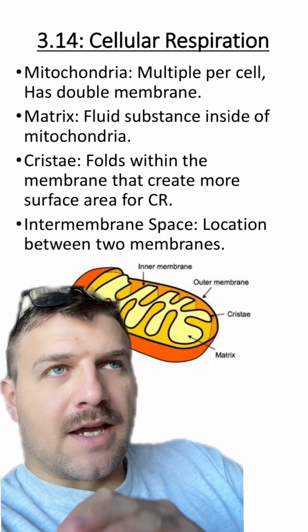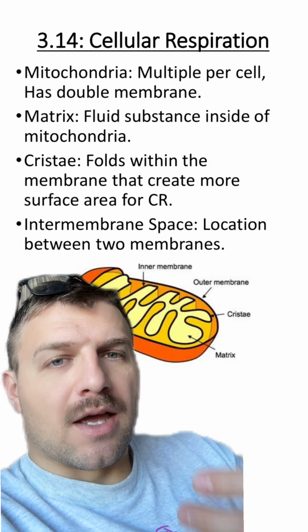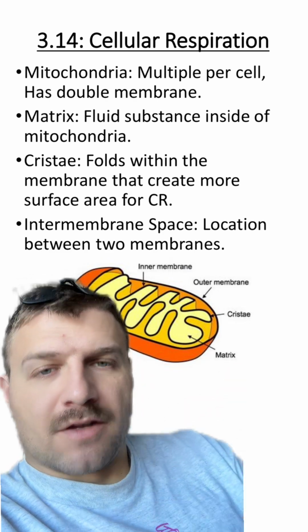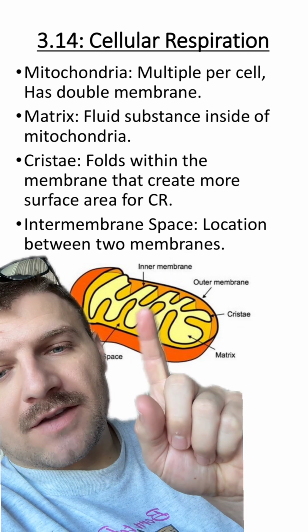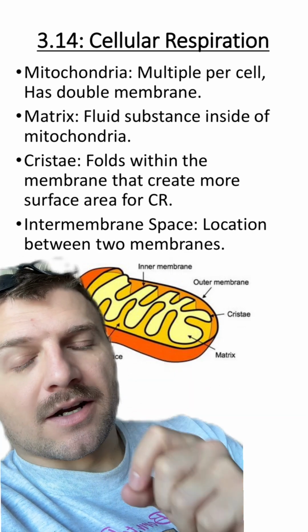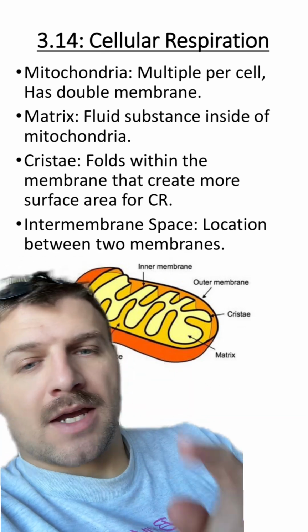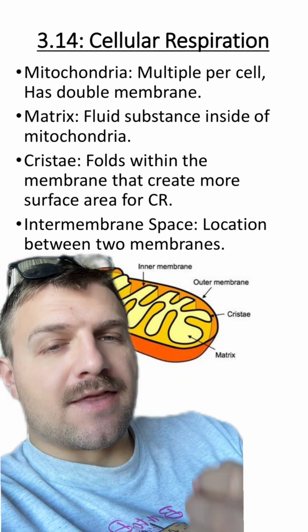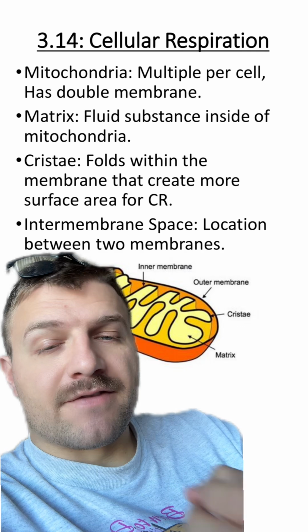Let's just take a little bit of a deeper look into mitochondria. Mitochondria, there are multiple per cell and they have a double membrane. The fluid inside the mitochondria, specifically inside the inner membrane, is going to be known as the matrix. The folds here on the inner membrane, these are going to be known as cristae, and they increase the surface area of that inner membrane.